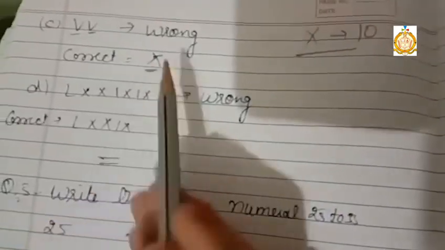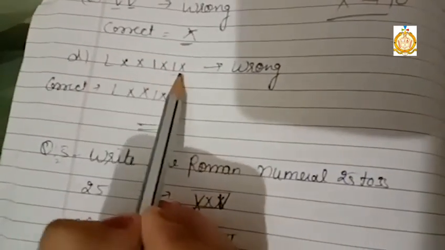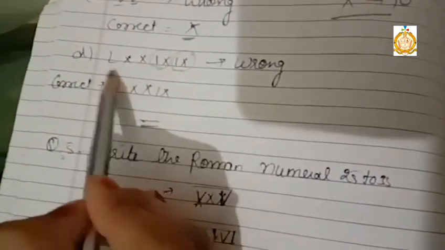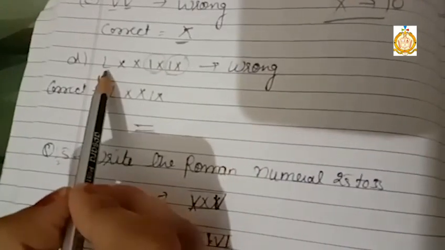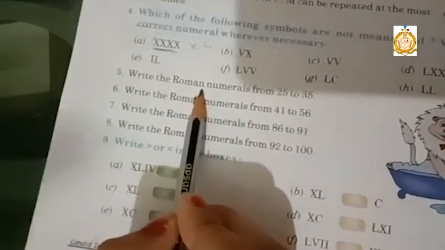Now write there X. Now LXXIXIX. We cannot repeat IX 2 times. The right formation is LXXIX. This is the correct formation. Now see question number 5. Write the Roman numerals between 25 to 35.